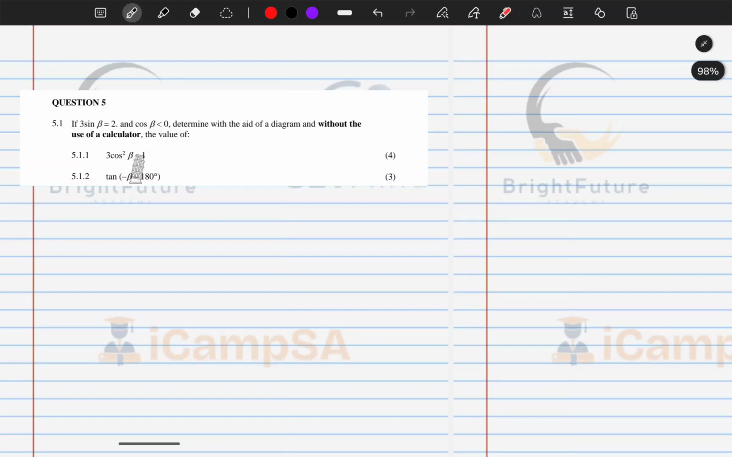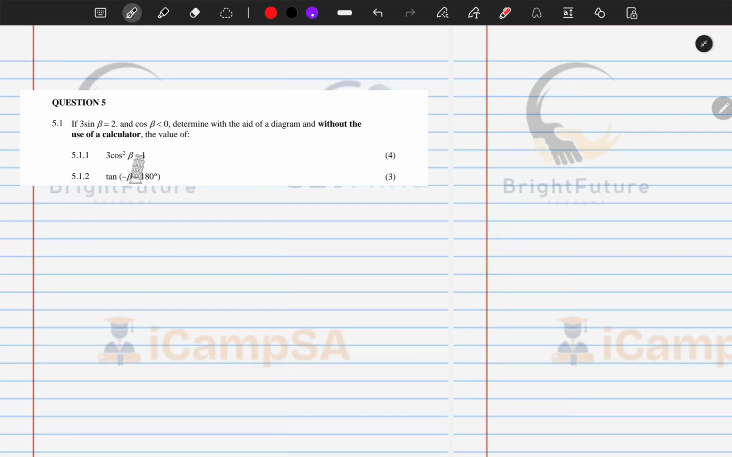So we are given question 5 in the paper. We are being told that if 3 sine beta is equal to 2 and cos beta is less than 0, or negative, determine with the aid of a diagram and without the use of a calculator the value of 3 cos squared beta minus 1 and the value of tan of negative beta minus 180 degrees, right?